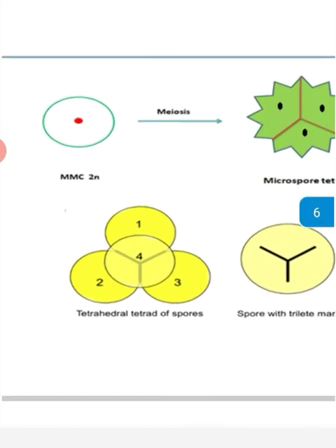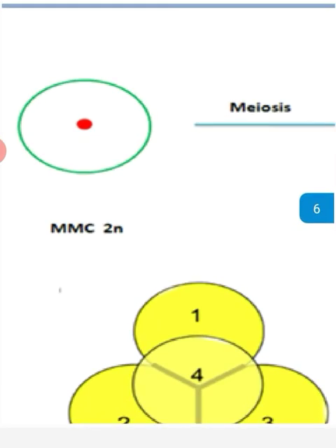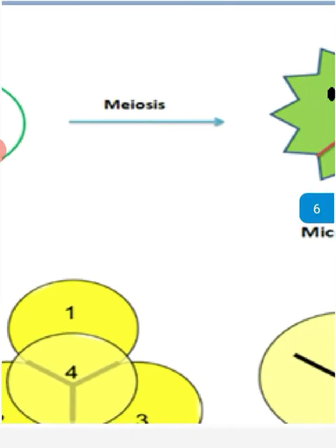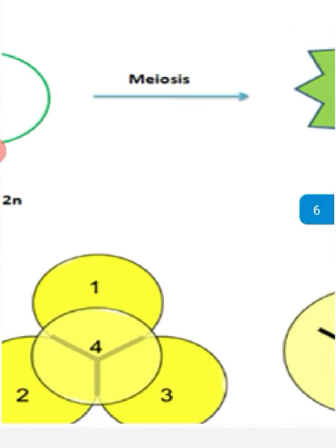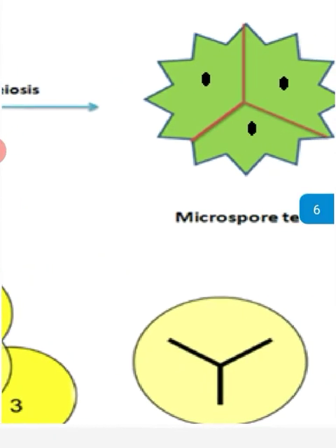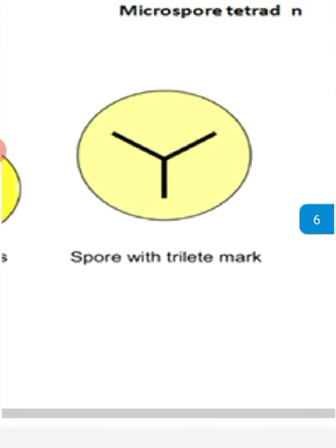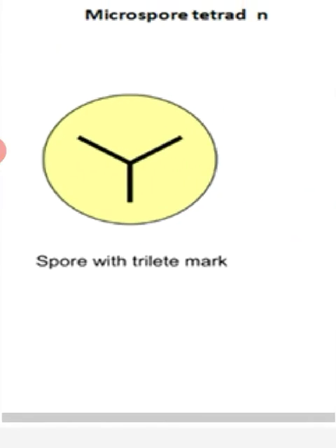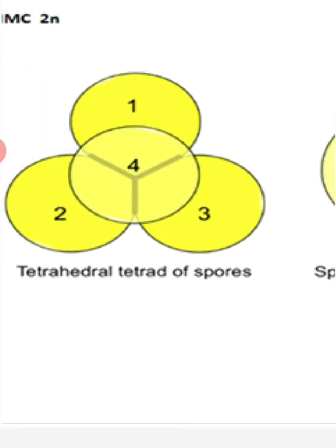So look here, this is the microspore mother cell. This microspore mother cell undergoes meiosis and produces a microspore tetrad. You remember that this division is meiosis. The diploid structure now becomes haploid. This is the important stage. So these microspores are arranged in the tetrahedral manner like this. And you remember that spores always show this trilete mark due to the tetrahedral arrangement.